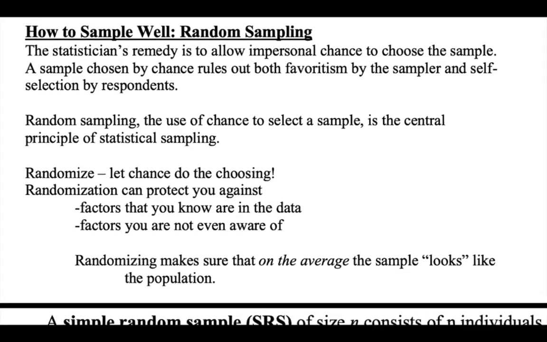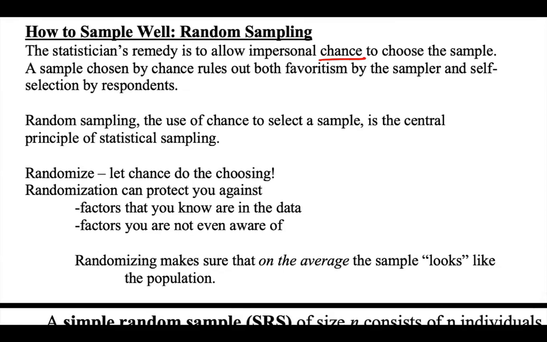Okay, so how to sample well, okay? Statistician's remedy is to allow impersonal chance to choose the sample. That word right there, chance. Chance means there's no control, it just happens. Okay, a sample chosen by chance rules out both favoritism by the sampler and self-selection by the respondents.